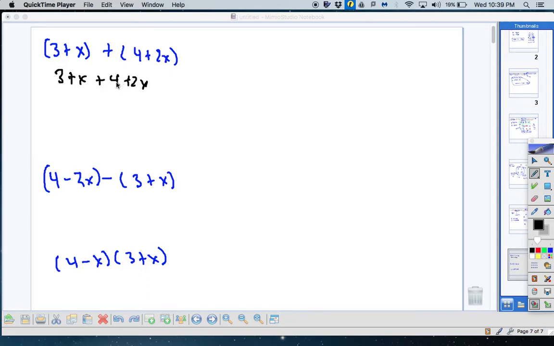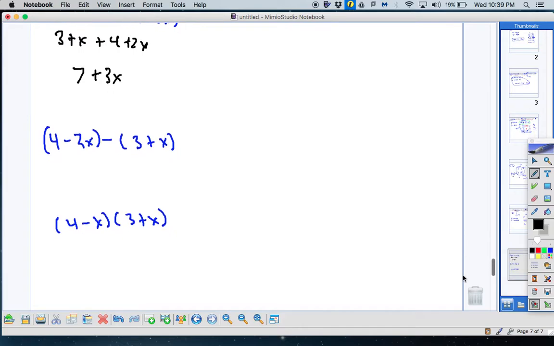So remember like terms. So I'm going to add the 3 and the 4, and I'm going to get 7. And I'm going to add the x and the 2x, and I'm going to get 3x. And we're going to leave the answer as 7 plus 3x, because I cannot combine the 7 and the 3x because these are not like terms. All right, now let's move down and look at the next example.